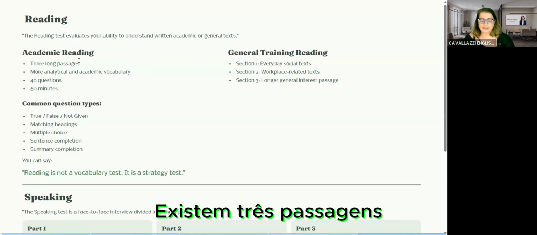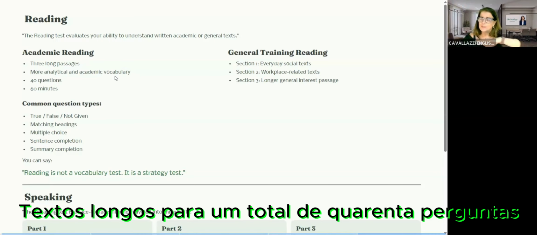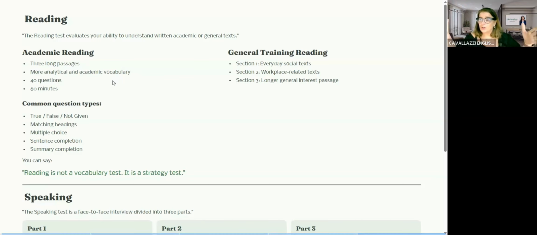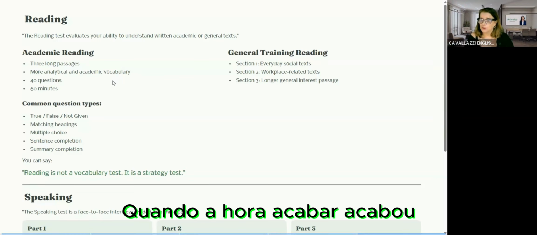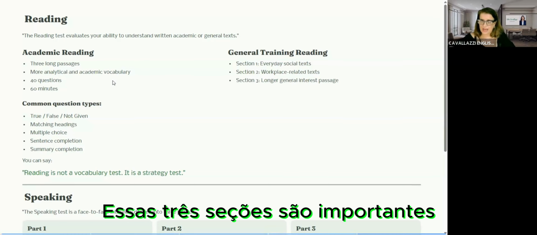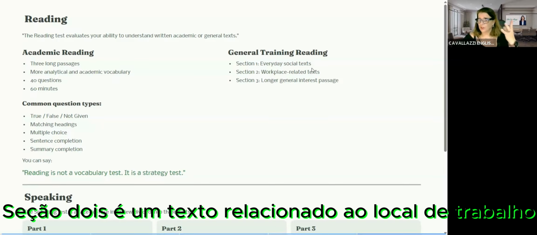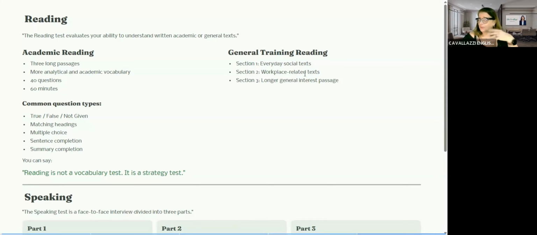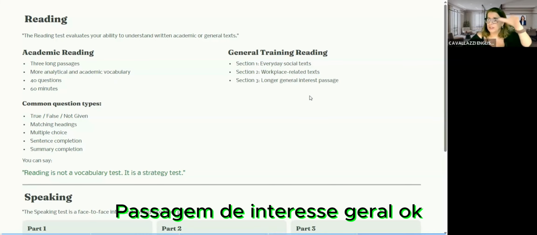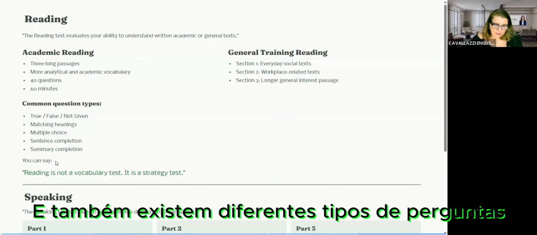Let's get back to this here. There are three passages. So when I say passage, I mean three long texts, for a total of 40 questions. Then you have to do it in 1 hour. When the hour is up, it's over. These three sections are important. Section 1 is an everyday social text. Section 2 is a workplace related text. And section 3 is a general interest passage, okay?